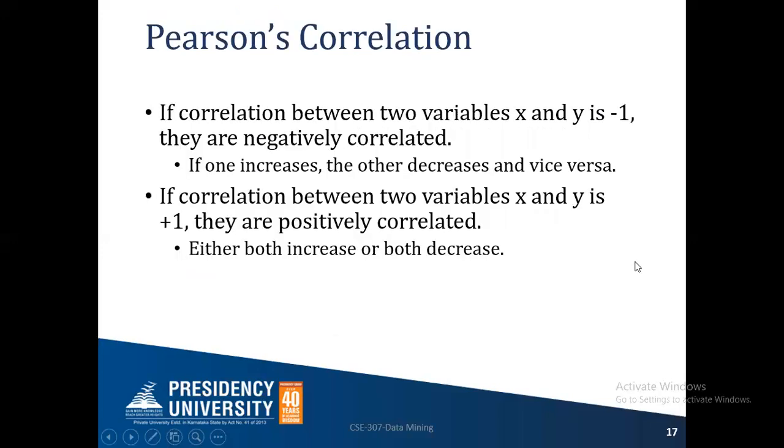So this Pearson correlation between the variables x and y, if it is -1, then we say that they are negatively correlated, something like inversely proportional. If one increases, the other value decreases and vice versa. If the correlation is +1, then they are positively correlated, right? So here they are proportional. If x increases, y increases. Similarly, if x decreases, y decreases. Either both increase or both decrease. That is if the correlation value is +1.